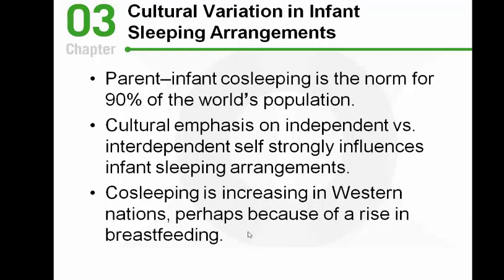Now, when we're talking about sleep, let's talk about sleeping arrangements. We live in an individualistic culture, and it talks about independent versus interdependent. So individualistic would also be another way of saying independent. Interdependent would be collectivist cultures. In our individualistic culture, we are less likely to co-sleep. Now, there are different meanings behind this. Co-sleeping is talking about having the baby in the room with you, which is definitely recommended.